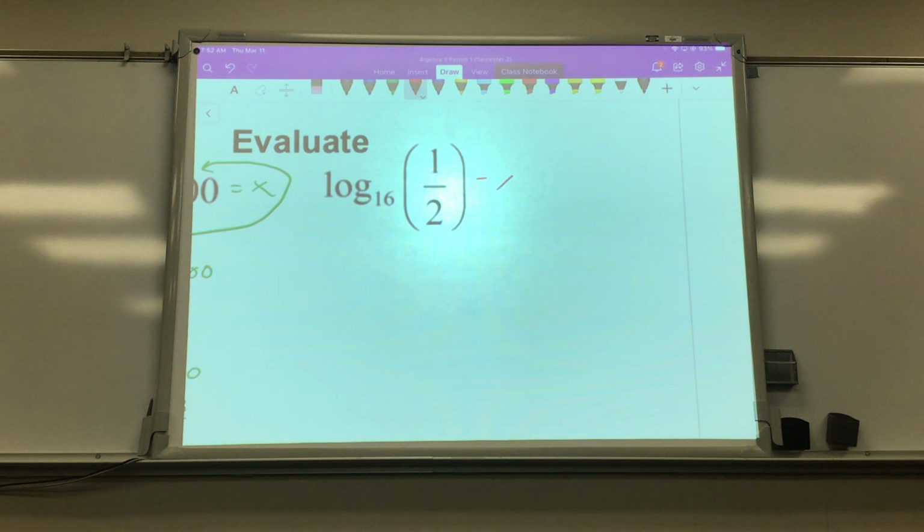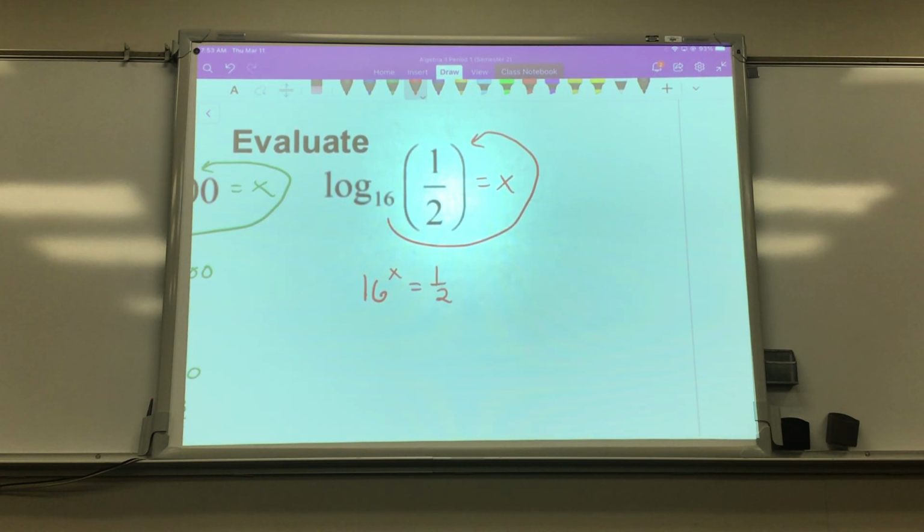Okay, so set it equal to x. We have 16 to the x equals 1/2. Now remember, if you're going from a whole number base to a fraction, it's going to have to be negative, right? We're going from 16 to 2. So that's going to have to be a fraction as well.